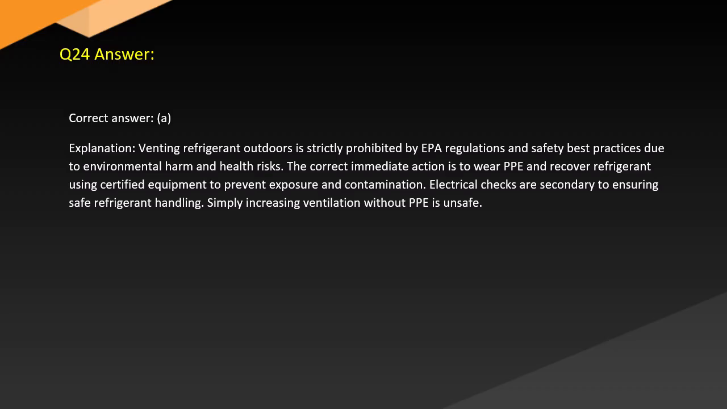Answer. Correct answer: A. Explanation. Venting refrigerant outdoors is strictly prohibited by EPA regulations and safety best practices due to environmental harm and health risks. The correct immediate action is to wear PPE and recover refrigerant using certified equipment to prevent exposure and contamination. Electrical checks are secondary to ensuring safe refrigerant handling. Simply increasing ventilation without PPE is unsafe.